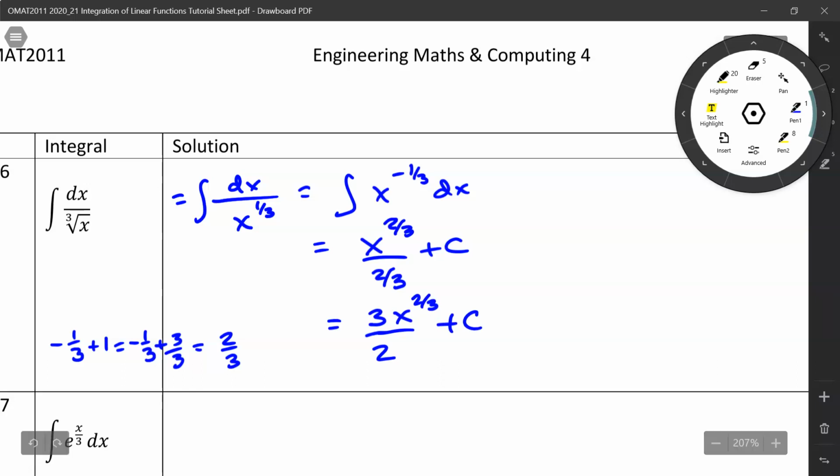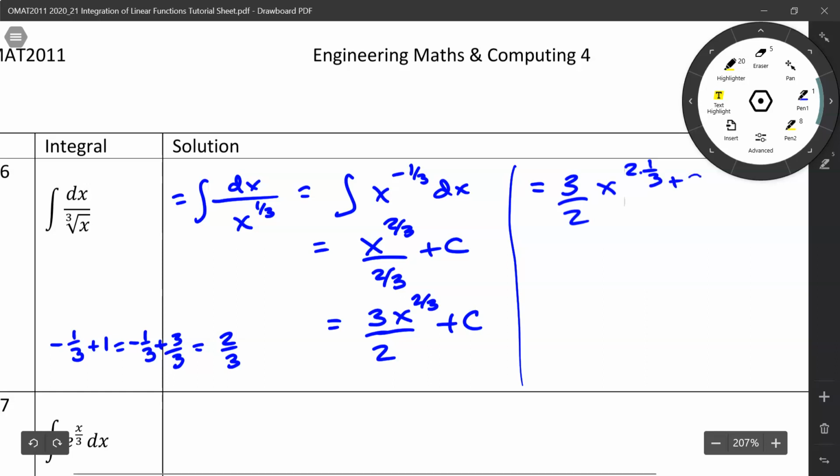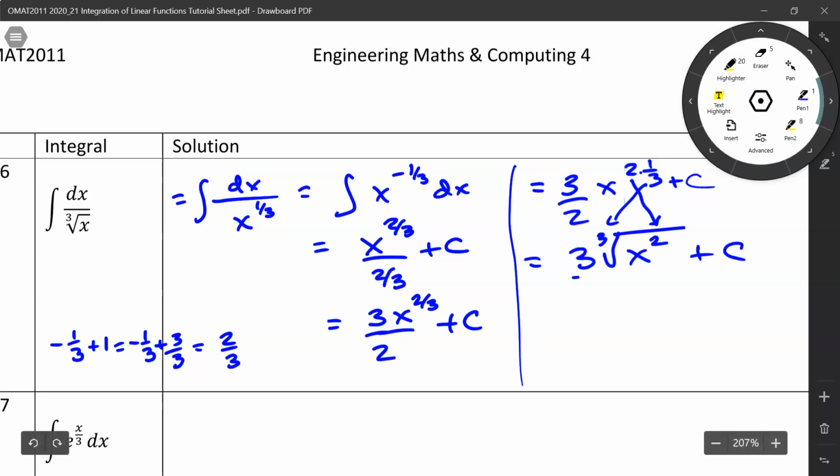And then we can rewrite that. Actually, I'll do the other step first of all. It's equal to 3/2 times x to the power of 2 times a third plus the constant of integration, which gives us 3 times the root, and we have a third here, so that gives me the cube root, and we have a 2 here, so that gives me the power of 2 plus a constant of integration, and I still have the division by 2 here.